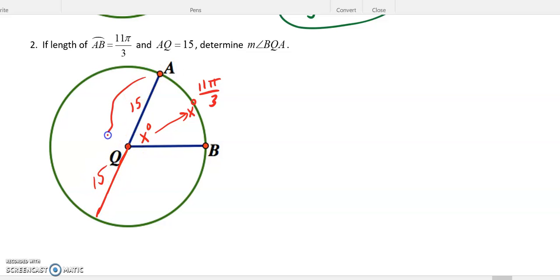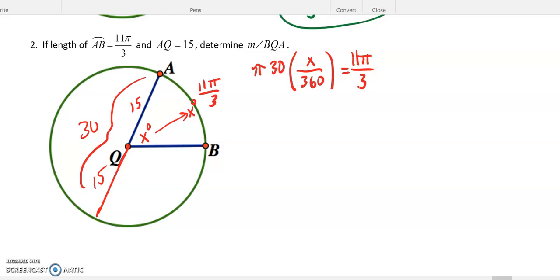And I know the diameter is now going to be 30. So I know pi times my diameter, which is 30, times, well, I don't know the measure of the arc in degrees, so that's x over 360. Is going to equal the arc length, which is given to me, 11 pi over 3. So now you can probably do some simplifying. If I multiply these together and leave it as just one fraction, in the numerator I'll have x times pi times 30. In the denominator, I'm going to have 360.